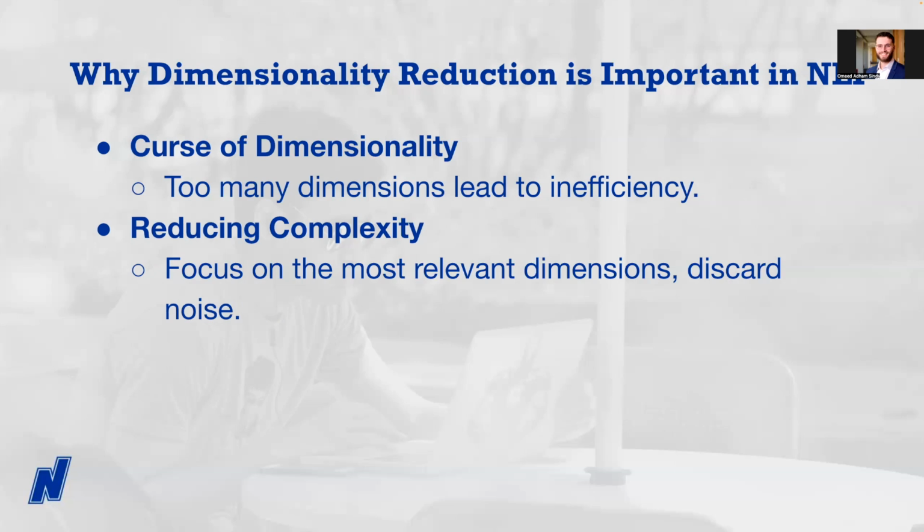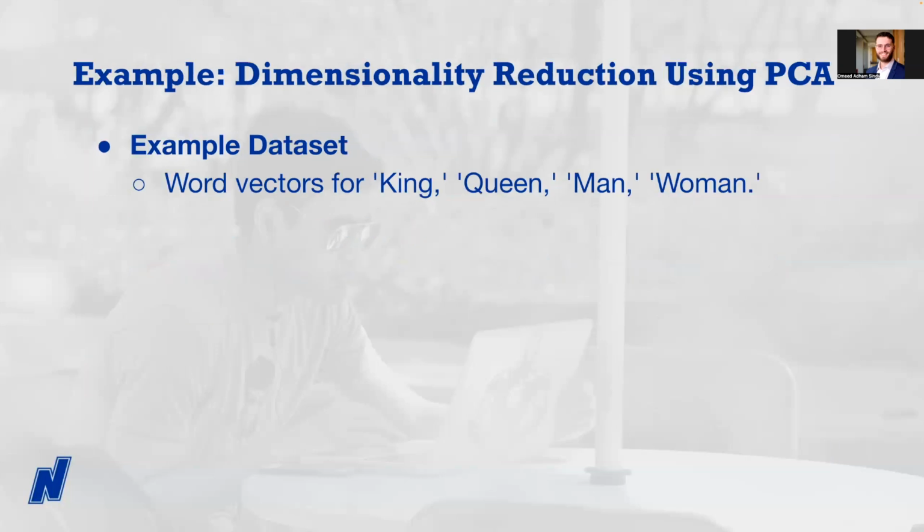Techniques like PCA reduce the complexity of the data by focusing on the most important dimensions, those that capture the majority of the variance in the dataset. At the same time, less relevant or noisy dimensions are discarded. This simplification makes models run faster and helps ensure that they generalize better to unseen data. It's especially critical in large-scale systems like Google Search or recommendation systems, where the speed and efficiency of vector computations directly impact performance.